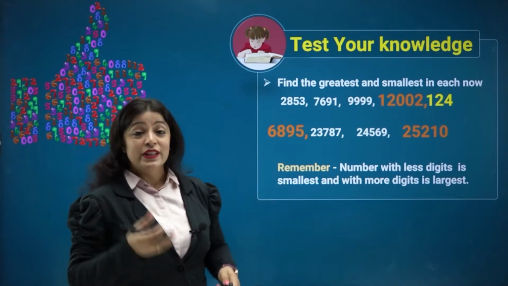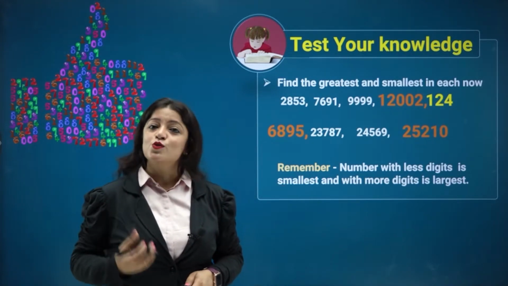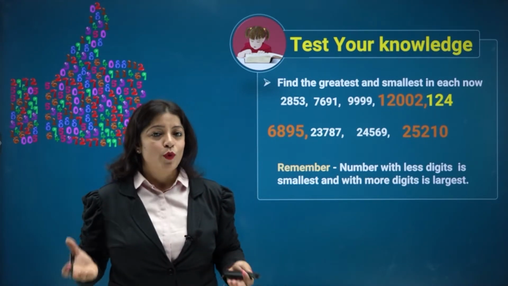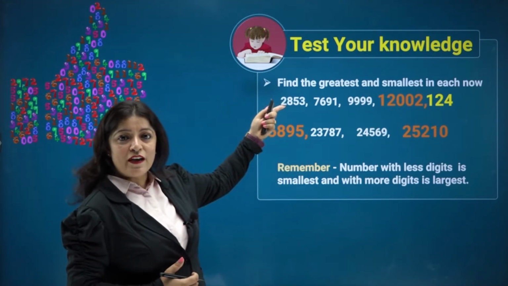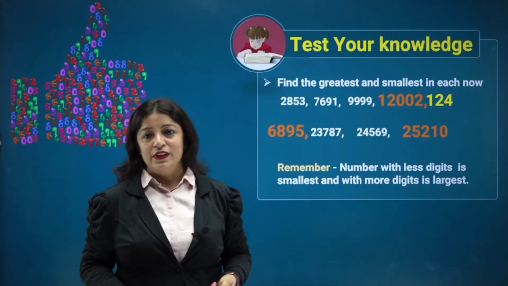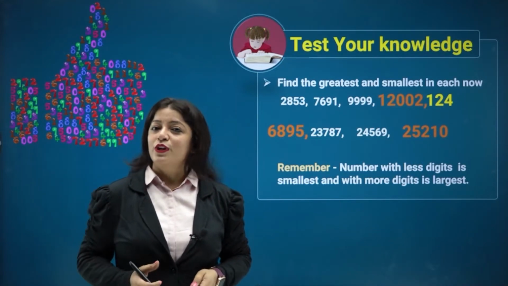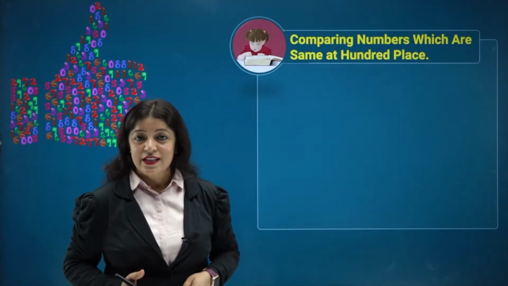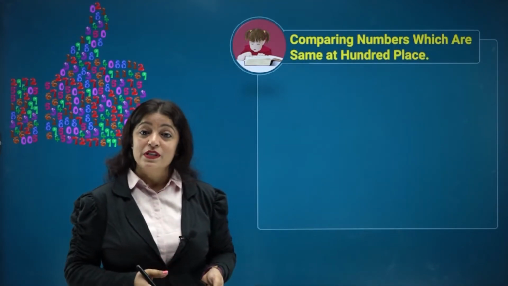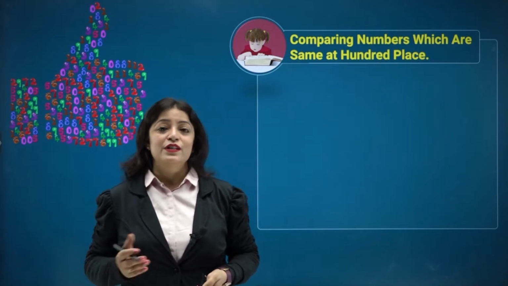Now, the number with fewer digits is smaller and the number with more digits will be greater. This law or this rule we have applied to the first example here, right? So in this way also you can do comparison of numbers. Let's move on to the next segment where we have to compare numbers which are the same at the hundreds place.